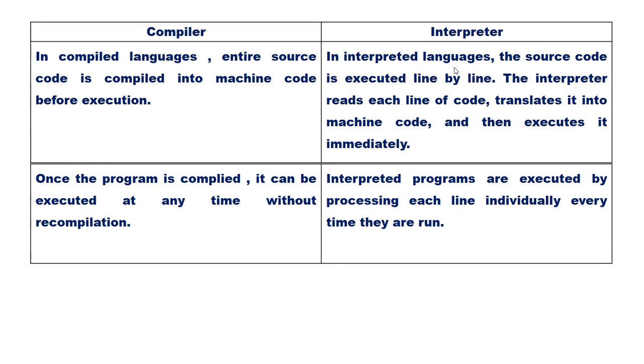But in the case of interpreted language, the source code is executed line by line. The interpreter reads each line of code, translates it into machine code, and then executes it immediately. Once the program is compiled, it can be executed at any time without recompilation. Interpreted programs are executed by processing each line individually every time they are run.